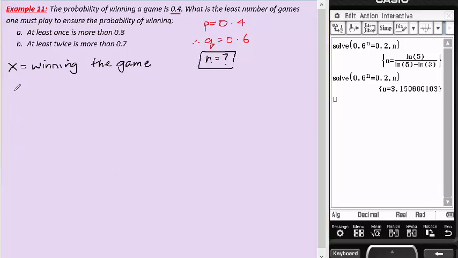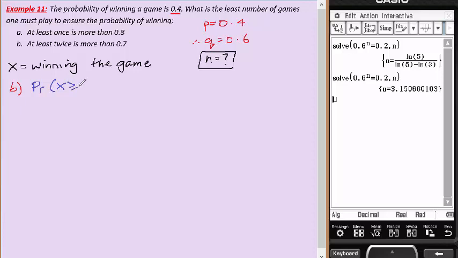Now let's do part B. Part B asks for the probability of winning at least twice. So the first thing I want to think about is that the probability of winning at least twice is the same as 1 minus the probability of winning no times plus the probability of winning once. So 1 minus the probability of winning at most once. Okay? So therefore, if we find out this and this, then we should be able to find out our answer.